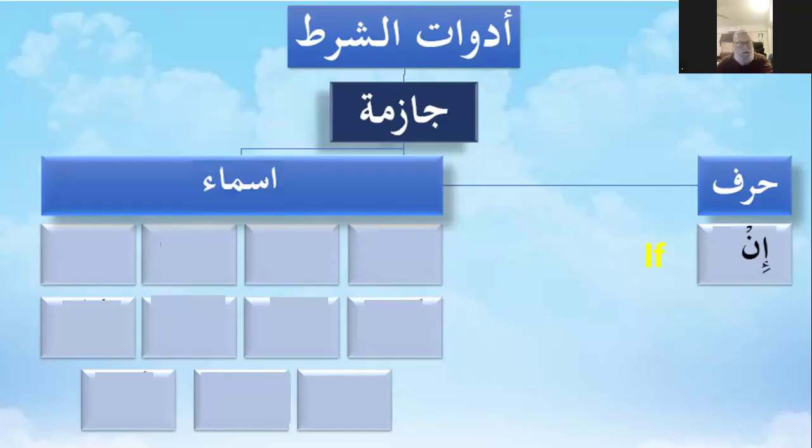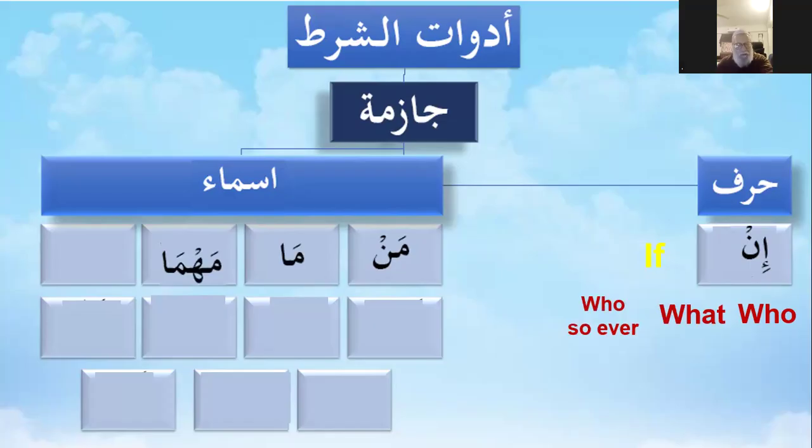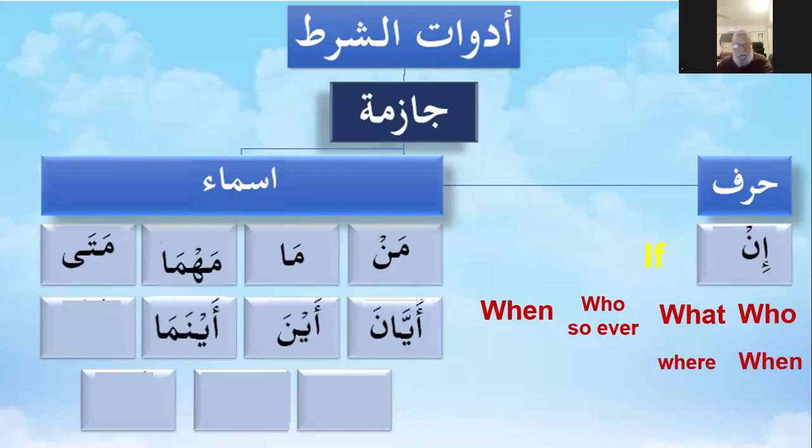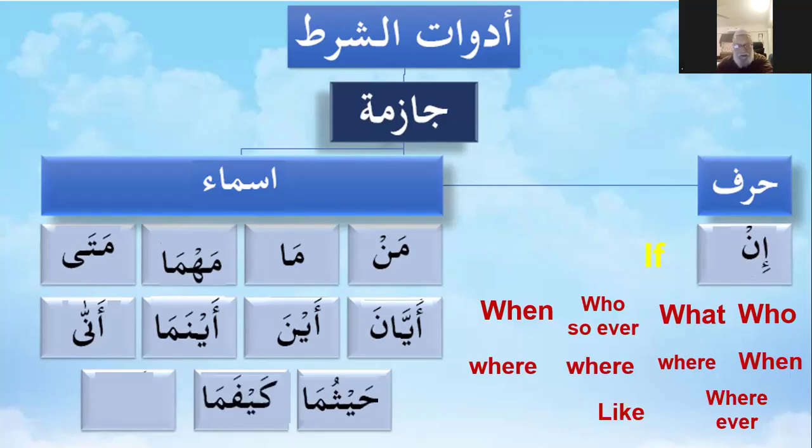And the jazima asma, which come as words of the shart, or you can say the asma shart, among them: man, who; ma, what; mahma, whatsoever; mata, when; ayyana, when; ayna, where; aynama, wherever; anna, where; haythuma, wherever; kayfama, however; ayyu, who or whose.